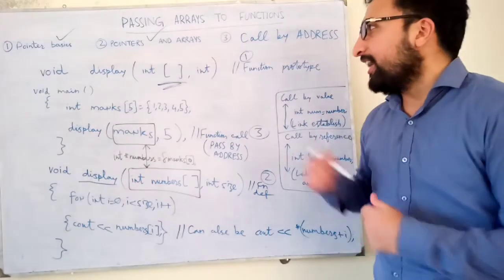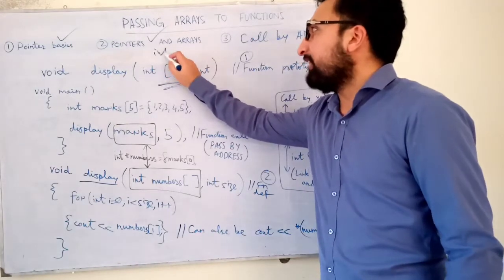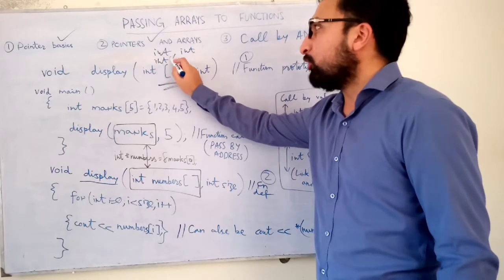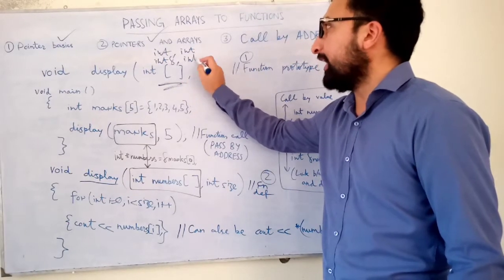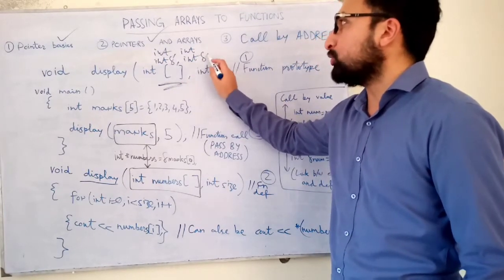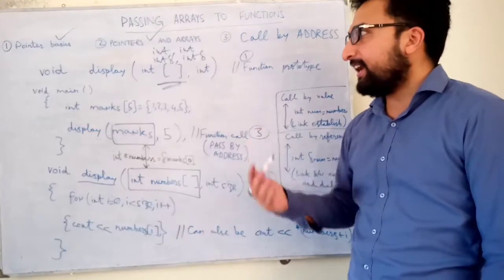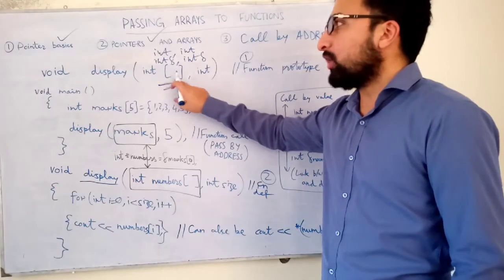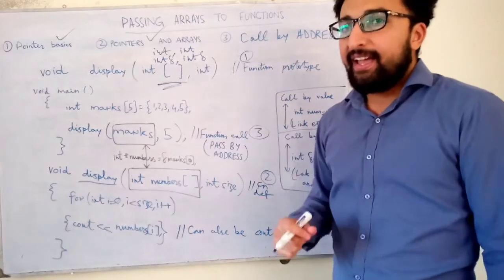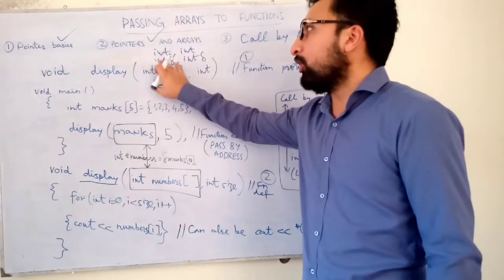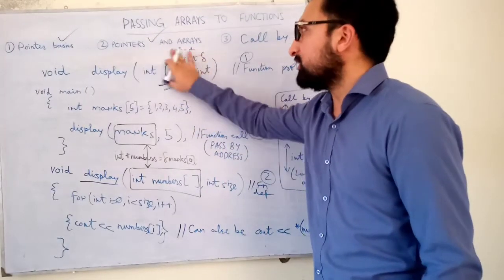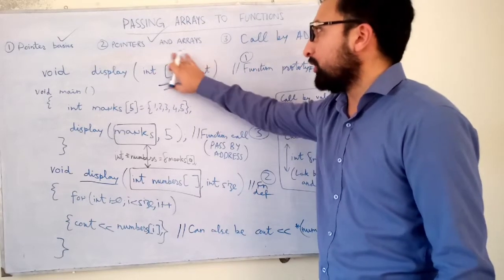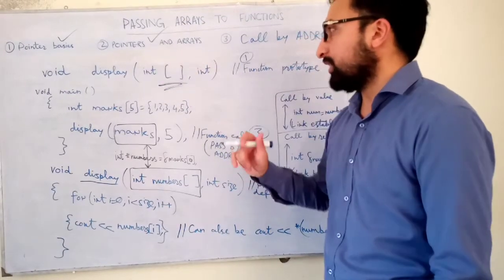Just like in call by value, we had the prototype something like this, and in call by reference we had the prototype like int ampersand, so as to indicate that the reference variables will be used here. Here we have int square brackets so as to indicate that the array will be received here, or there is one other purpose that we'll see here as well. So we have to write square brackets in the prototype to indicate the passing of an array to the function.